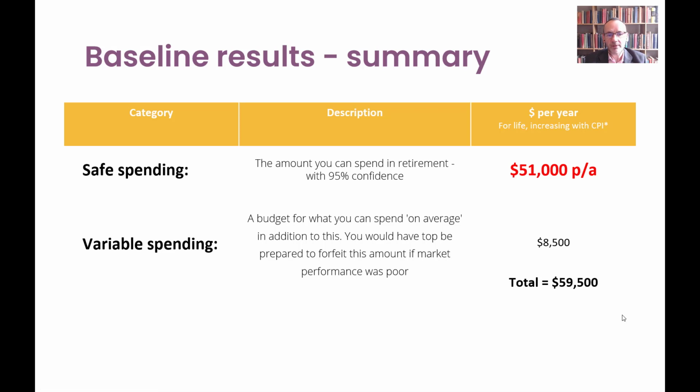So just to recap, their safe spending is $51,000 per annum, and that's the amount they can spend for the rest of their life with 95% confidence. On top of that, they might hope to spend more, but that relies on market performance being okay. So based on average market performance, they might be able to spend another $8,500 per annum. But they need to be able to manage their lifestyle so that if things go wrong, they forfeit that extra $8,500, making an overall total of $59,500 on average.